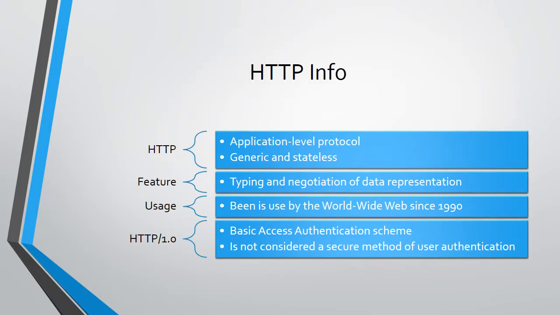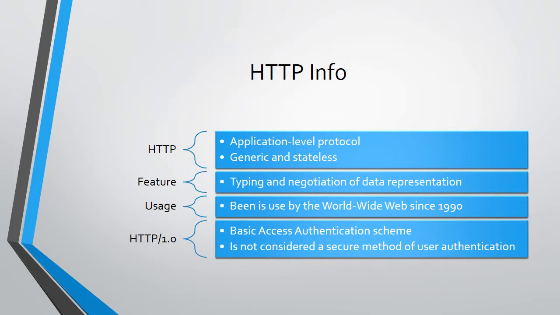The Hypertext Transfer Protocol, HTTP, is an application-level protocol for distributed collaborative hypermedia information systems. It is a generic, stateless protocol which can be used for many tasks beyond its use for hypertext. A feature of HTTP is the typing and negotiation of data representation, allowing systems to be built independently of the data being transferred. HTTP has been widely used by the World Wide Web since 1990.